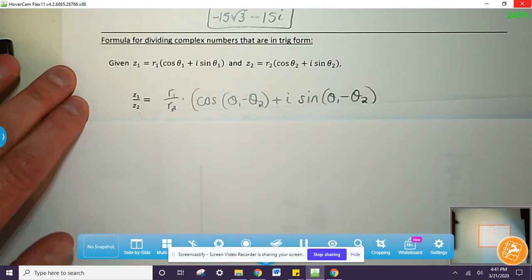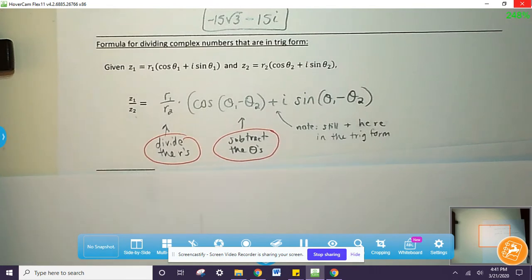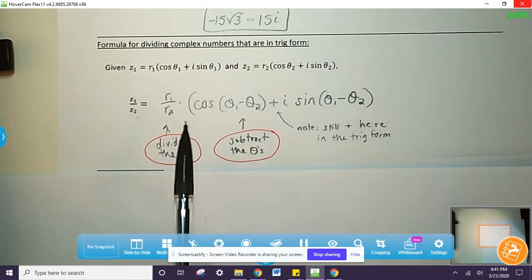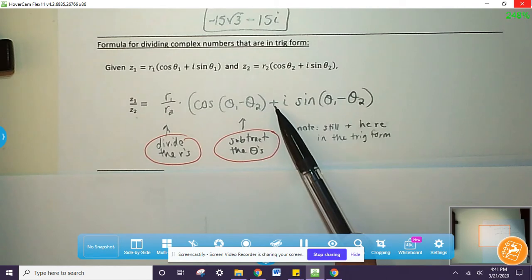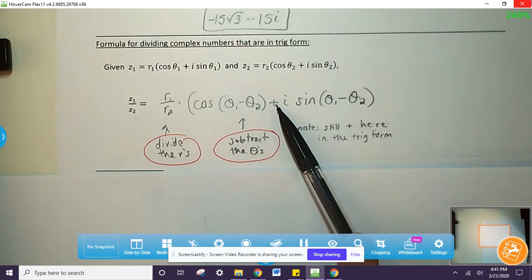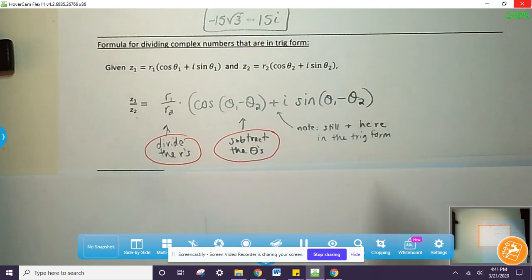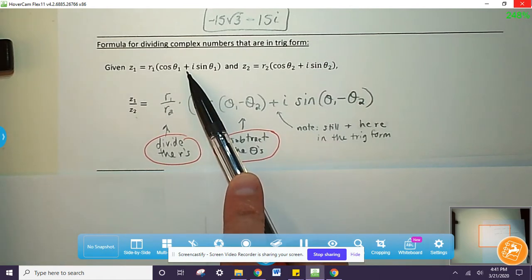And again, the formula looks kind of scary, but if you realize all you're doing is dividing the r's and subtracting the thetas, you're in good shape. Just be careful, because when you are doing the subtraction of the thetas, it might be tempting to put a minus there instead of a plus, but that should be a plus. Same as it is in this complex number in trig form and this one here.